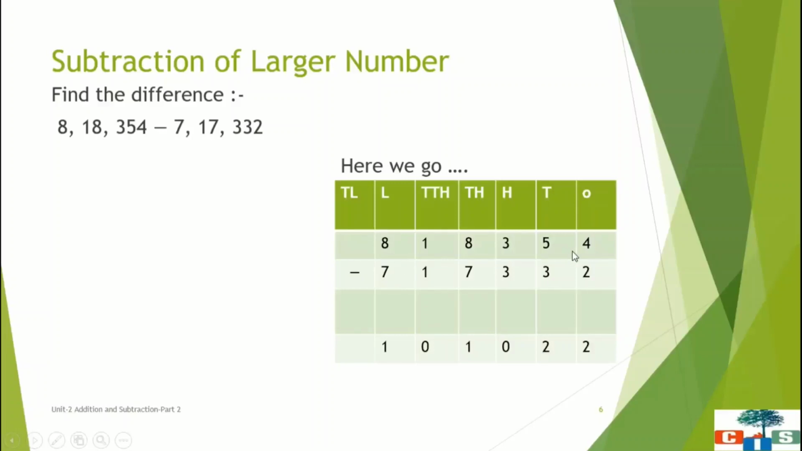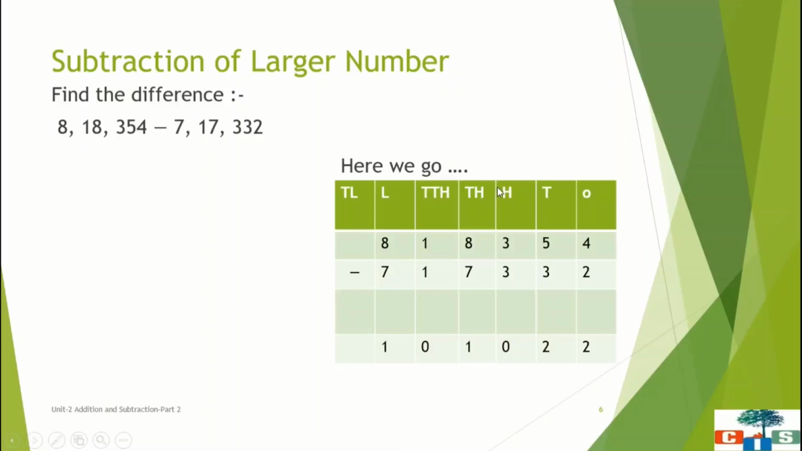And in subtraction, remember, first you have to write the larger number and then the smaller number. Now we'll start doing subtraction from ones place. The digits in ones place are 4 and 2, so 4 minus 2 is 2. Next we'll go to the tens place. The digits in tens place are 5 and 3, so 5 minus 3 is 2.